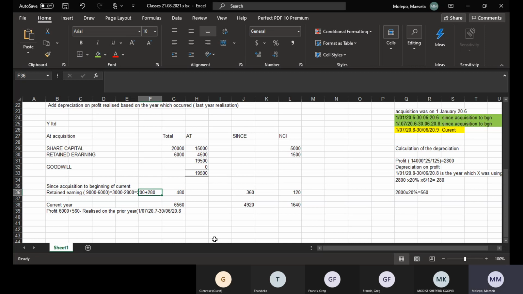will be the first 6 months from when the asset was purchased, and the next 12 months based on the current year, which will be the period up to 30 June 2009. From 1 July 2008 up to 30 June 2009 will be the 560, and then from 1 January 2008 up to 30 June 2008 will be the 6 months, which is represented by the 280. So the 280 plus the 560 will give you the 840.